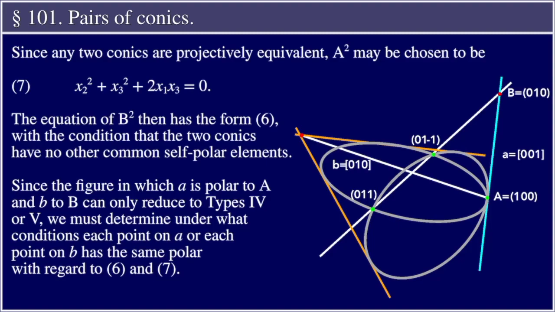The equation of B squared then has the form 6 with the condition that the two conics have no other common self-polar elements. Since the figure in which A is polar to A and B to B can only reduce to types 4 or 5, we must determine under what conditions each point of A or each point on B has the same polar with regard to 6 and 7.